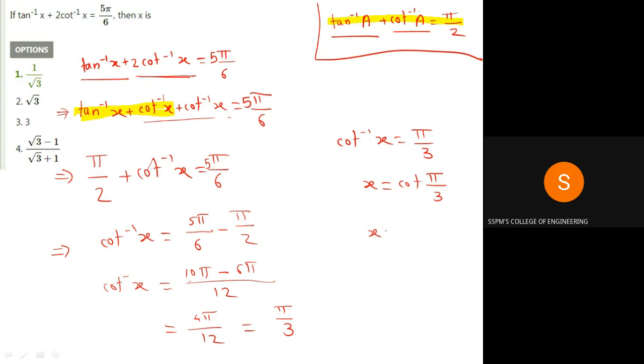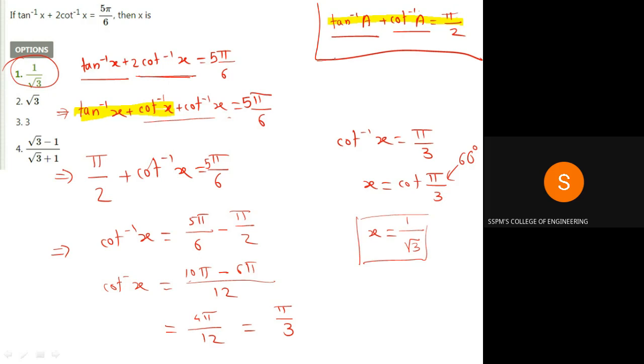Then x is equal to what? What is cot of pi by 3? Pi by 3 means 60 degrees, since pi means 180 degrees, and 180 divided by 3 is 60. What is cot 60? It is 1 upon root 3. That is the correct option, option number 1.